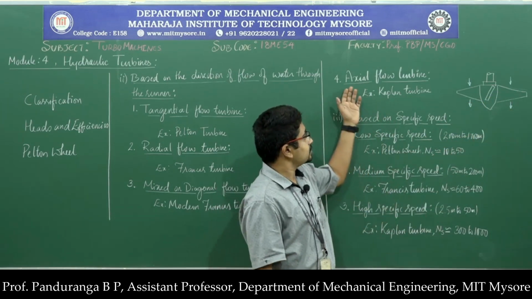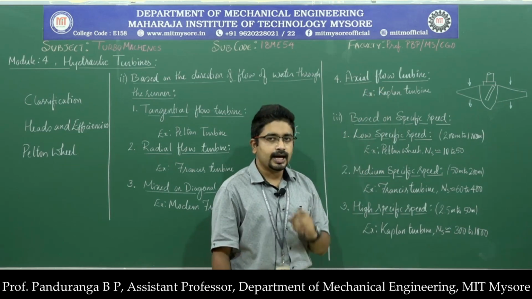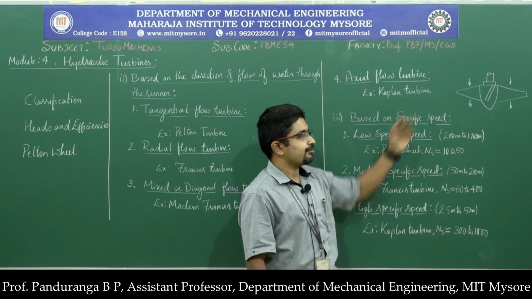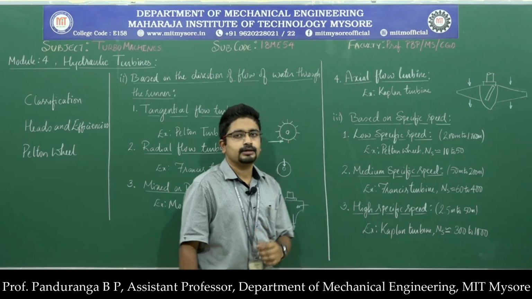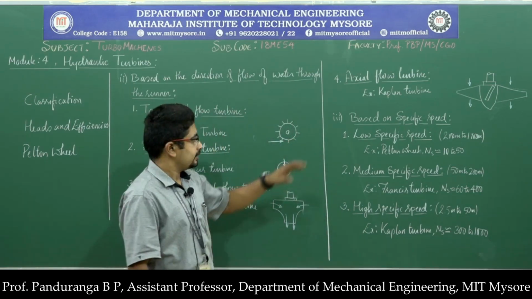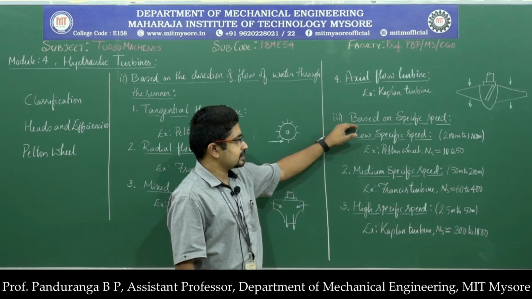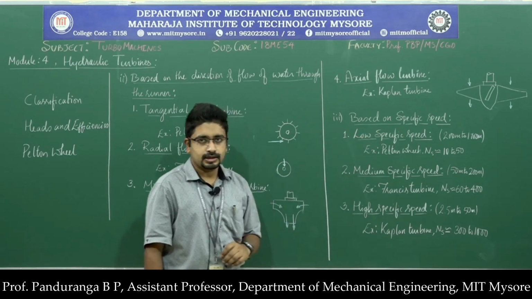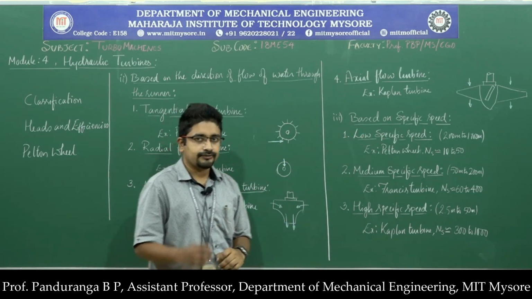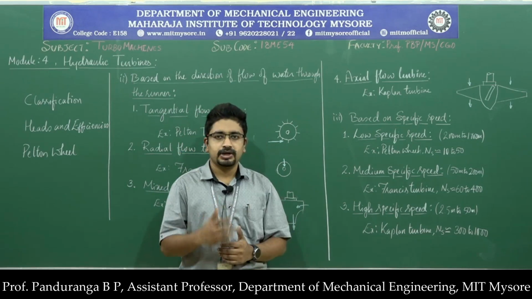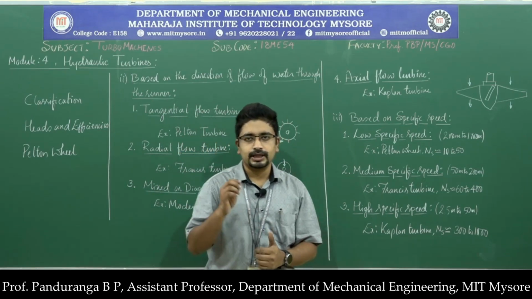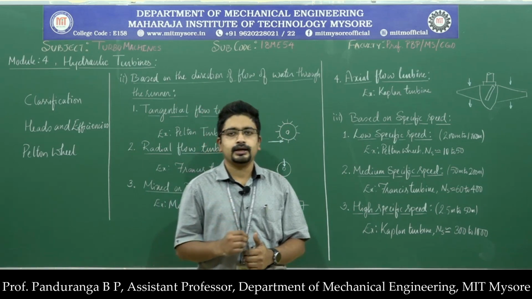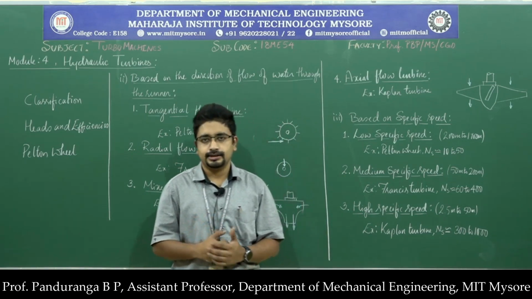So hence it is called an axial flow turbine, and the best example here is the Kaplan turbine or propeller turbine. Then we have the classification based on the specific speed. If you remember, it is the speed of a turbine which is producing unit power when working under a unit head and unit discharge.